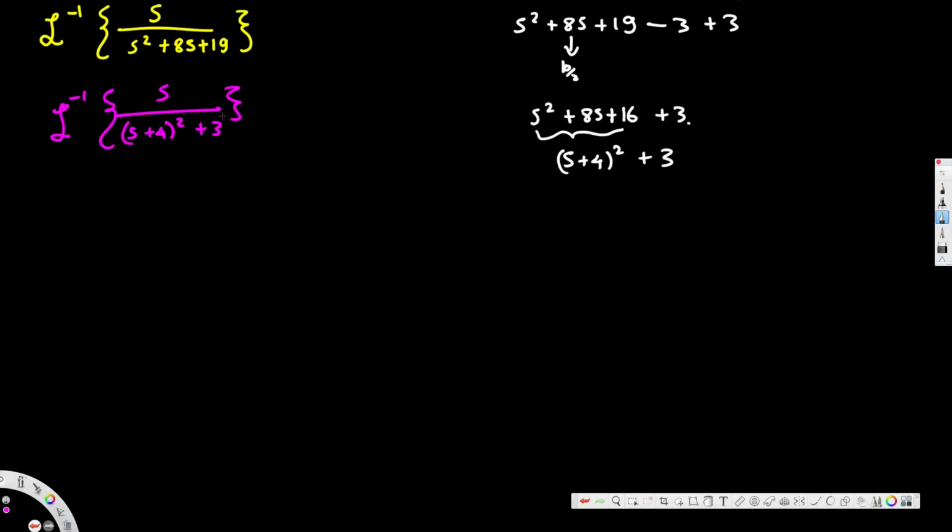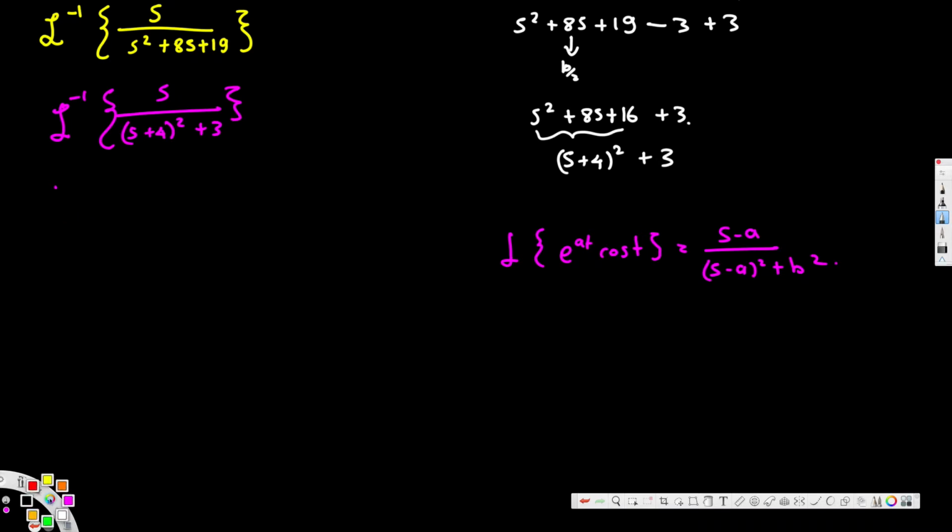Now from this one, let's see what we can do. Here we have e power at cos bt pattern, because Laplace of e power at cos bt is equivalent to s minus a in the numerator and s minus a square plus b square in the denominator. Now here we have s over that pattern, but we don't have s minus a. Here we have s minus a as s plus 4, so we have to have the same thing in the numerator. To get the same thing, we can add and subtract 4.